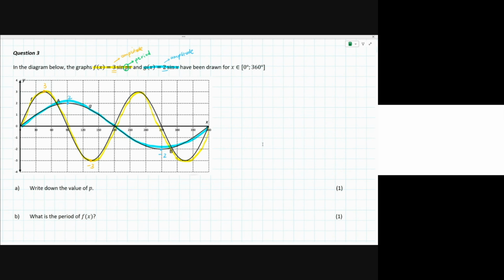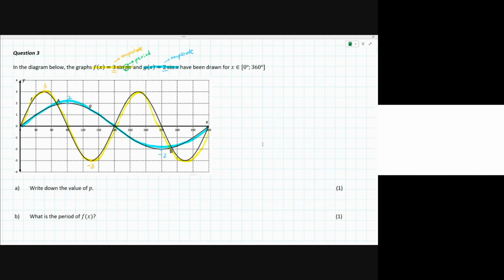Give me your best guess. Nice, Mhlatsi. Exactly, 180 degrees. Right, so if we're not too sure why, let's have a look.